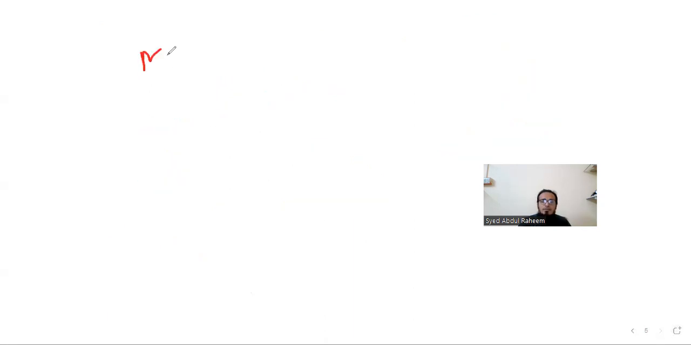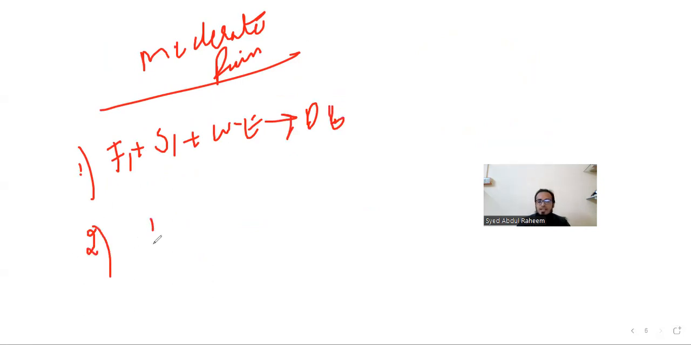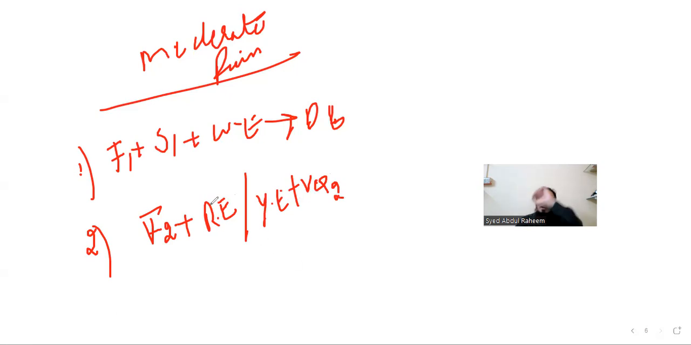And the moderate type of pain. So we have F1 again. Here we will add S1W, again in D6. Next is again F2. Which part of the body is affected? You have to select that. If the right side is affected, you have to take RE. If the left side is affected, you have to take YE, along with WER2. So here we are adding the right side, left side remedy along with WER2 application.